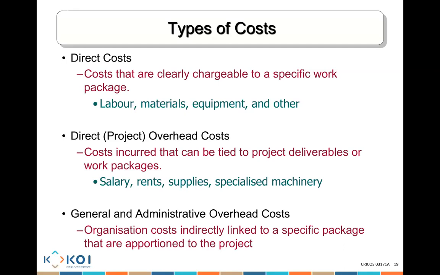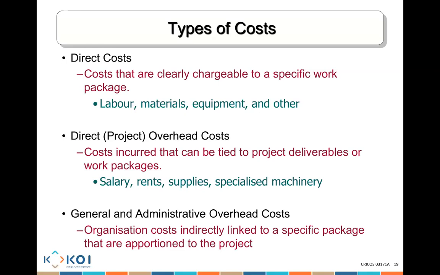Direct overhead costs. Costs incurred that can be tied to project deliverables or work packages. For example, a project team might be working in an office, and without that office, they cannot get the job done. So that's going to be the rent that you can link to the actual project. The project manager might not be working himself on any work package, but he's managing the whole project. His salary can be linked and tied to the project, although not necessarily to a particular work package.